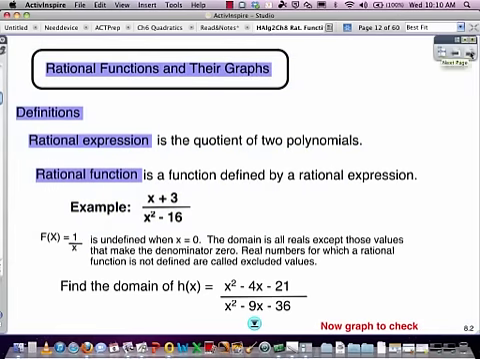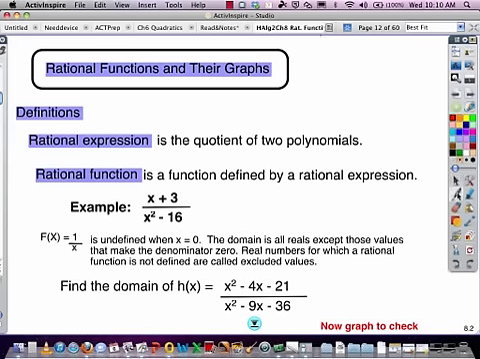A couple definitions to start with. A rational expression is nothing more than the quotient of two polynomials. So when we looked at our polynomials, you might have a binomial on top, x plus 2 over the quantity x squared plus 5x plus 7. Both numerator and denominator contain polynomials. That's what we're calling a rational expression. This function would now contain a rational expression, and it would be something that we could then graph.